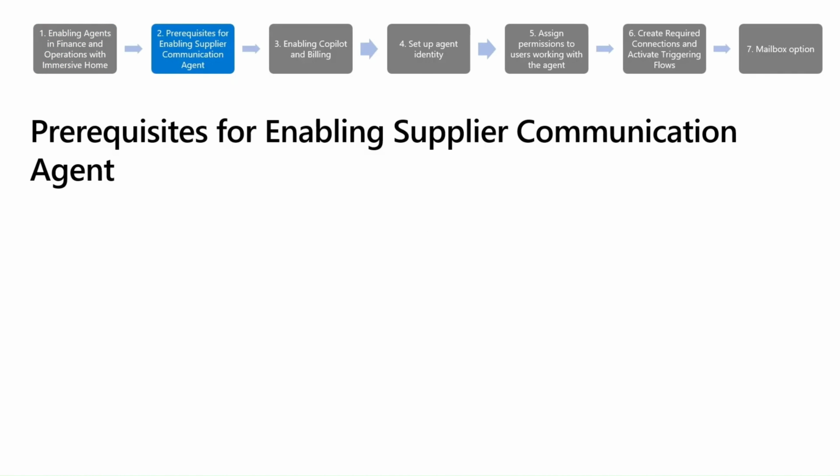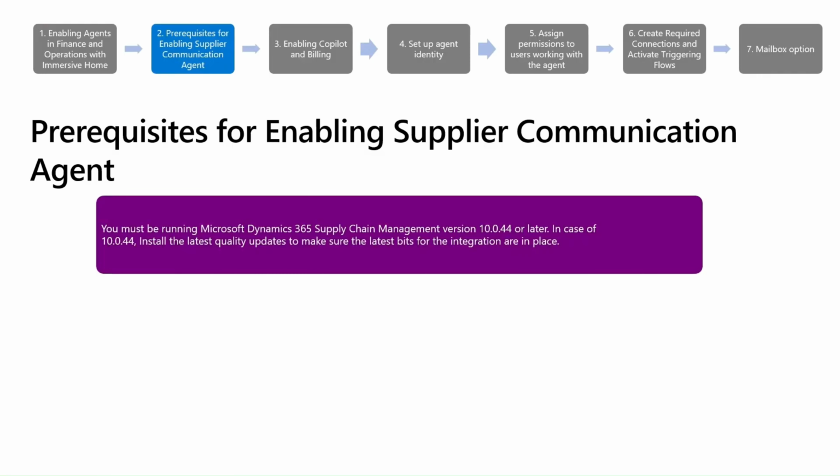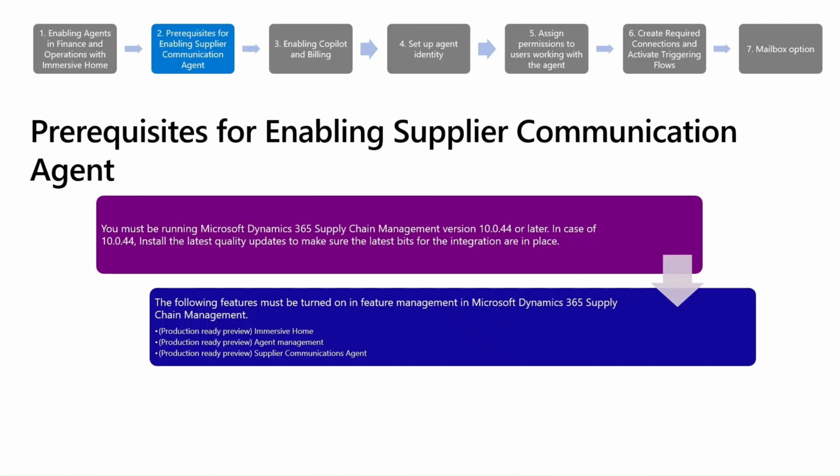Prerequisites for enabling the supplier communication agent. To fully enable agent-driven capabilities in Microsoft Dynamics 365 Supply Chain Management, it is essential to be running version 10.0.44 or later. And if you are on version 10.0.44 specifically, make sure to install the latest quality update to ensure all integration components are up to date.